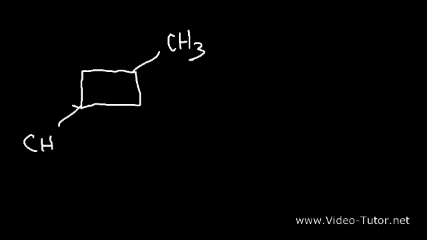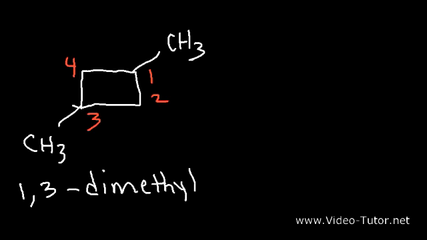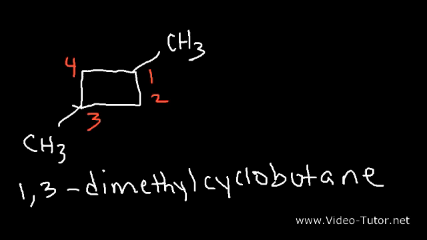Try this one. Go ahead and name this particular compound. By the way, for each of these examples, feel free to pause the video as you work on it. So there's 4 carbon atoms in the ring, so the parent name is called cyclobutane, and we have a methyl on carbon 1 and on carbon 3. So this is going to be called 1,3, use a comma to separate the numbers, dash dimethyl, since we have 2 methyl substituents, cyclobutane. So that's the name for this particular compound.